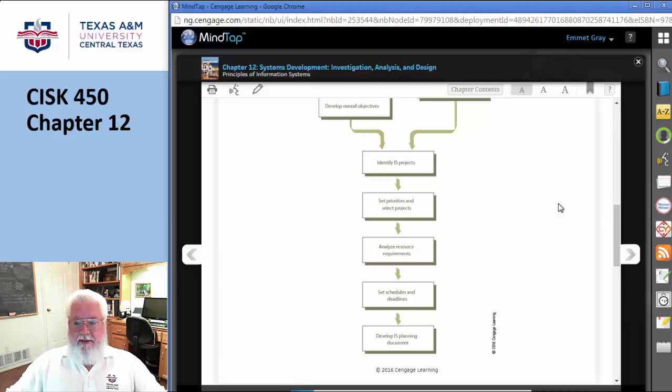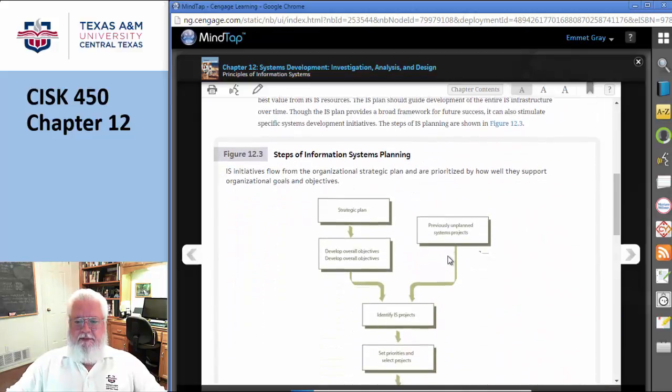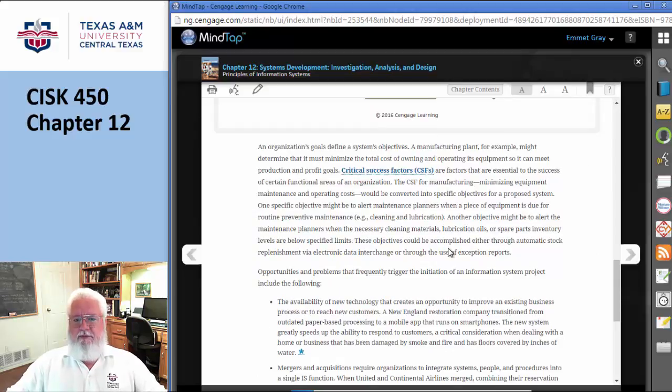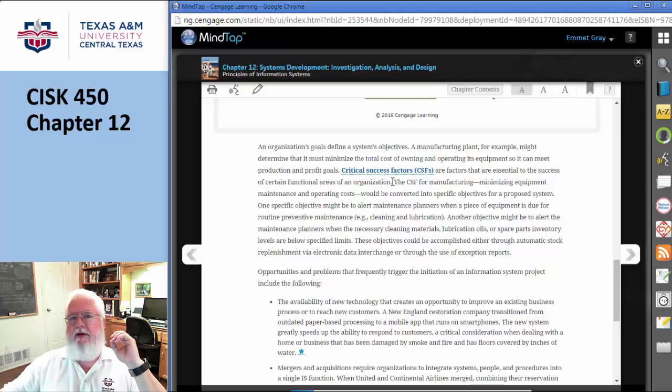Okay. They talk about the different types of things you have to consider when you start one of these. And one of them is these critical success factors. There are an awful lot of things that have to be exactly the way they're supposed to be. These things are essential to the success of a particular functional area. At this point, we're not talking about critical success factors of the automated solution. We're talking about critical success factors for the business at this point.